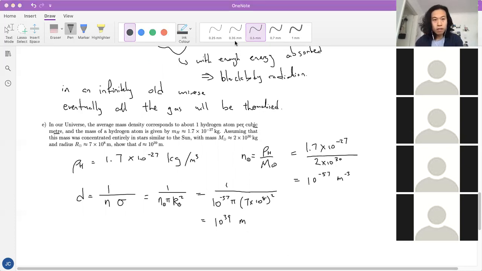So if I convert that into megaparsecs. Nothing's working. Okay, whatever, doesn't matter. You just have to figure it out yourself.